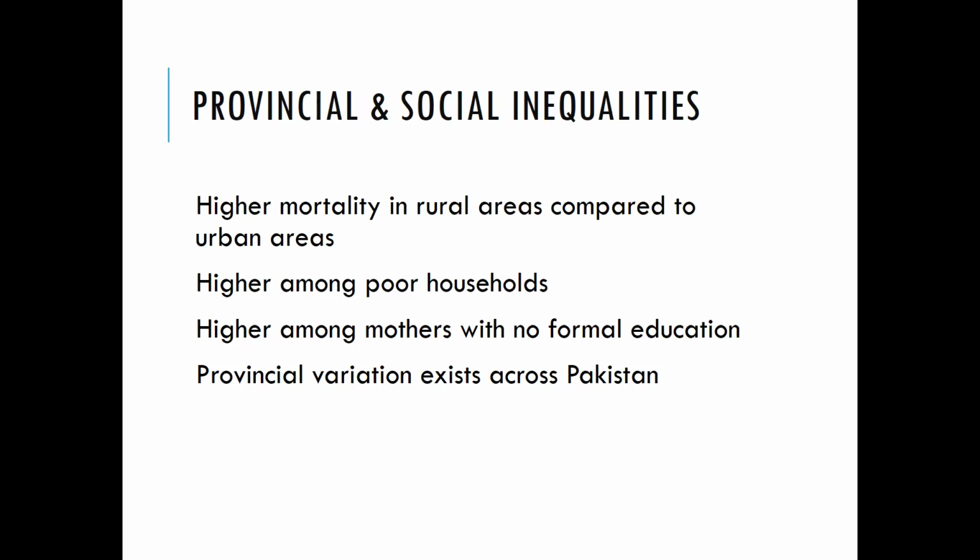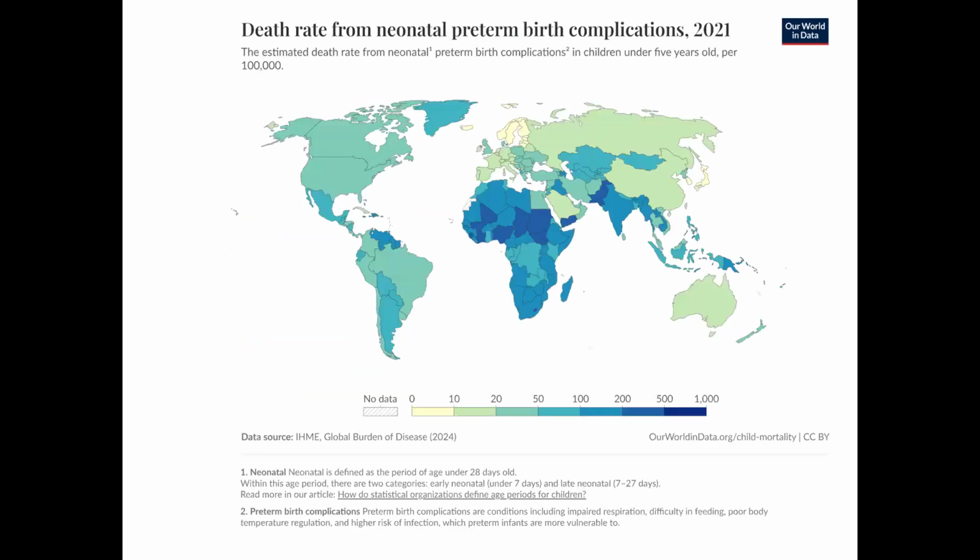So these are some of the provincial and social inequalities which lead to higher mortality rates. The mortality rate is higher in rural areas compared to the urban areas. It's higher among the poor households. It's higher among mothers with no formal education, but provincial variation exists across different provinces as well.